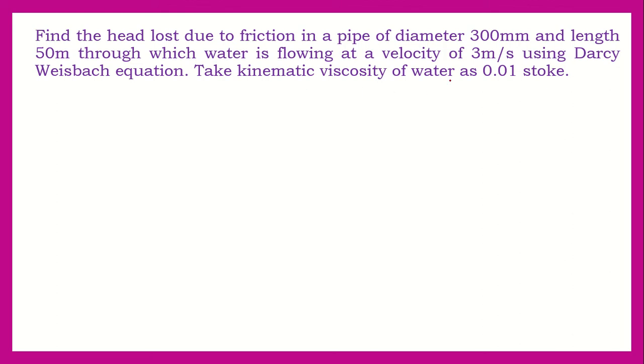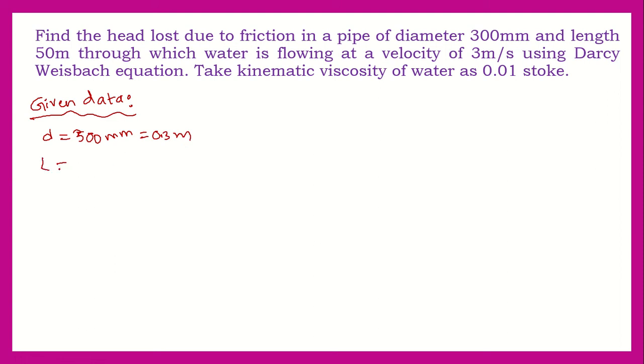Take kinematic viscosity of water as 0.01 stoke. So for us, the data given is — always remember, whatever might be the problem, first we need to write the given data so that we'll have clarity of what is given and what we should calculate. So D is given as 300 mm, which is equal to 0.3 meters.